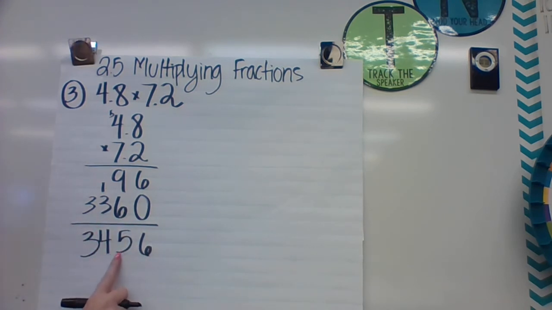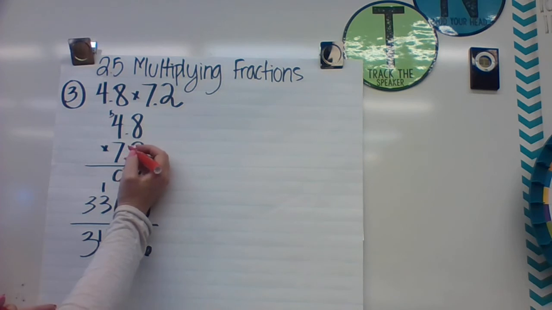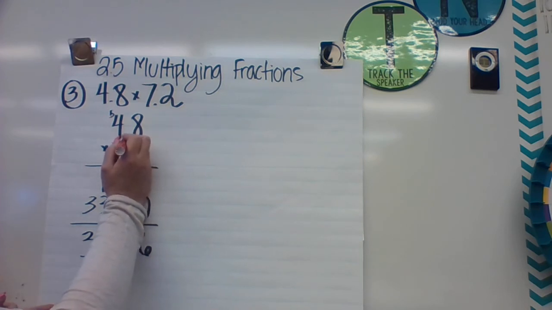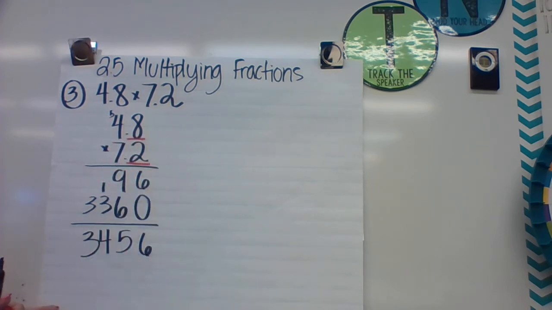Now, it's important not to leave your number like this after you multiply. You need to go back in your original problem, see how many decimal places you had. So after the decimal, I have 1, 2. So since I have 2, I'm going to go back in my problem, start at the right-hand side, and move to the left 2 spaces. That shows me where my decimal should go. So my answer for this problem would be 34 and 56 hundredths, or 34.56.